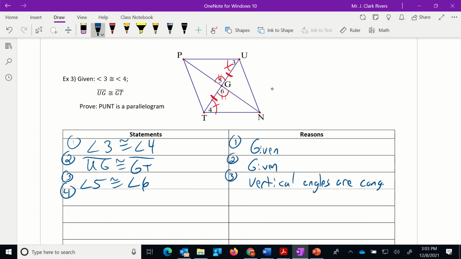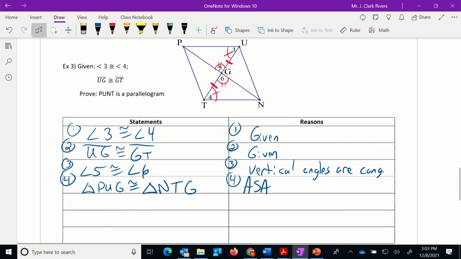Number 4, triangle PUG. Be careful with your congruency statement, is congruent to triangle. All right, P, that's a blank angle. N is a blank angle. U came second. That is the one tick mark angle. So T has to come second, and then G and G. That's ASA.